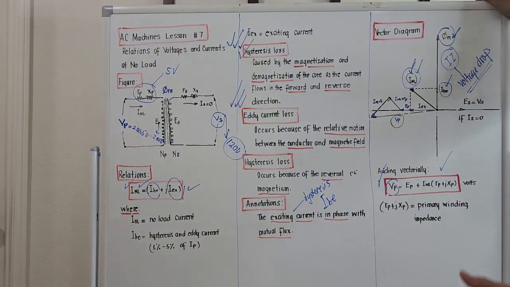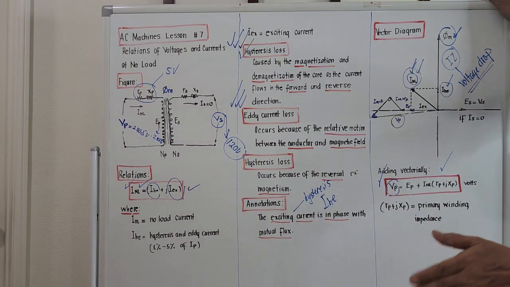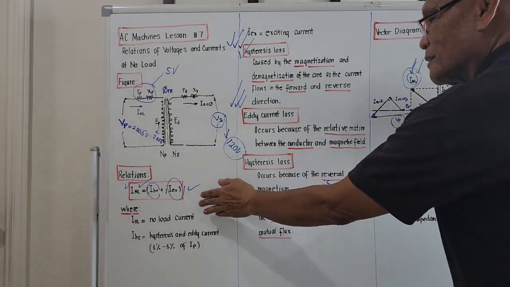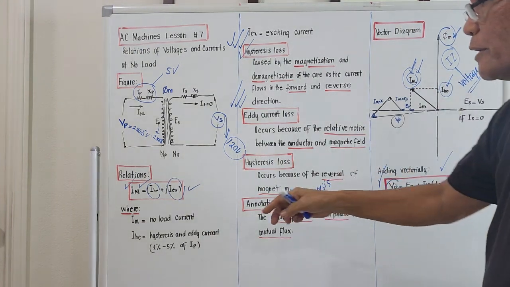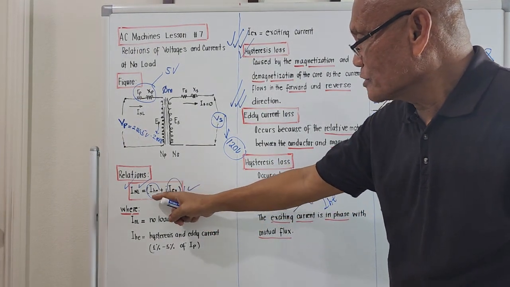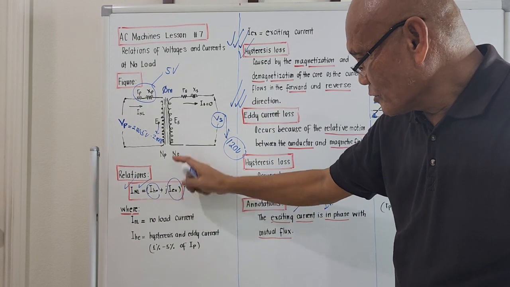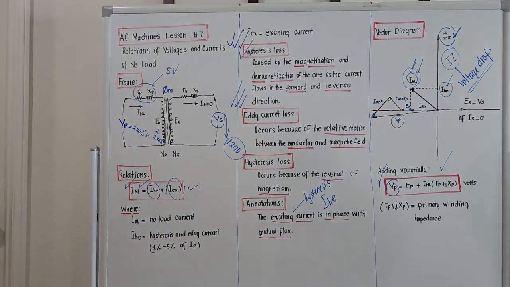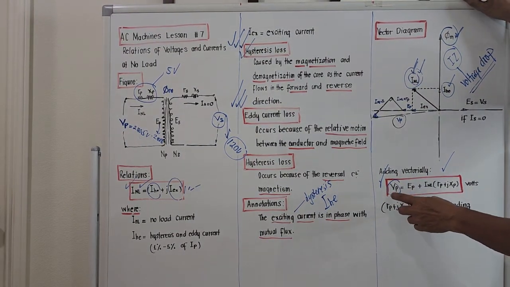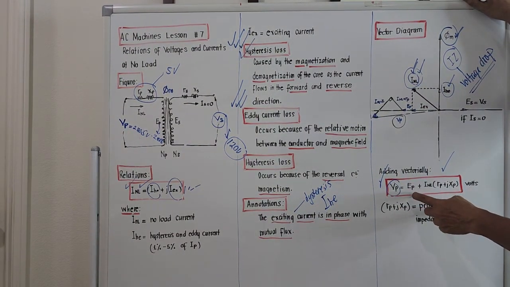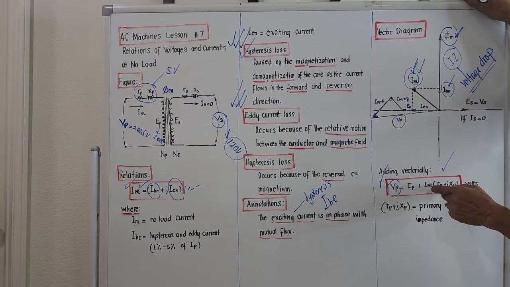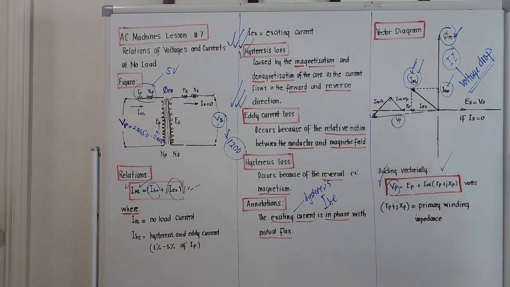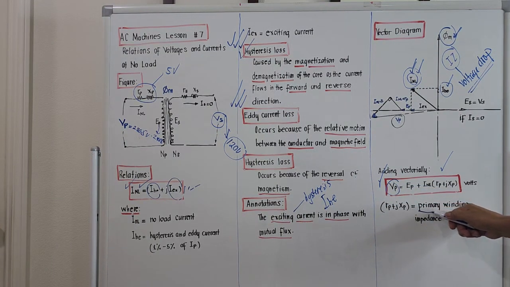So the current and voltage relation for a transformer at no load: the current relation will be this. The no load current will be the current due to hysteresis loss and the current due to the so-called exciting loss. And for voltage, the applied terminal voltage V sub P should be equal to E sub P, the induced voltage, plus the impedance drop, in which the quantity R sub P plus jX sub P is termed the primary winding impedance.